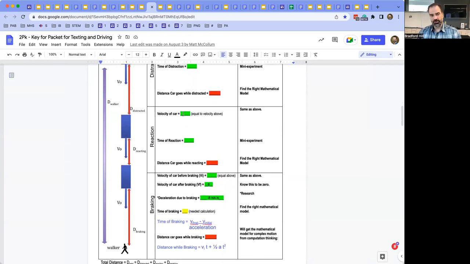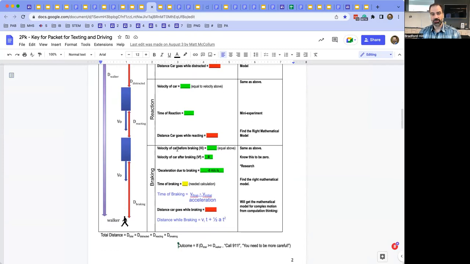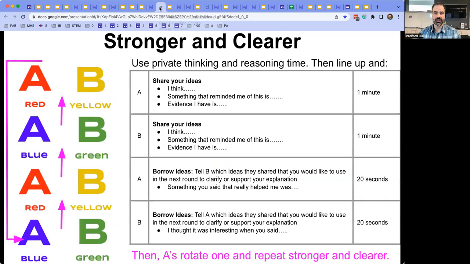And we already know from unit 1, velocity times time gives us the distance the car goes. So we're actually all the way down to the velocity of the car before braking. Here, I will just point out that we're about to find out the distance while braking, but here's a time we really want them to understand the system analysis, and we don't get to do stronger and clearer too often. It's a big lift, but students almost always feel so good after it.